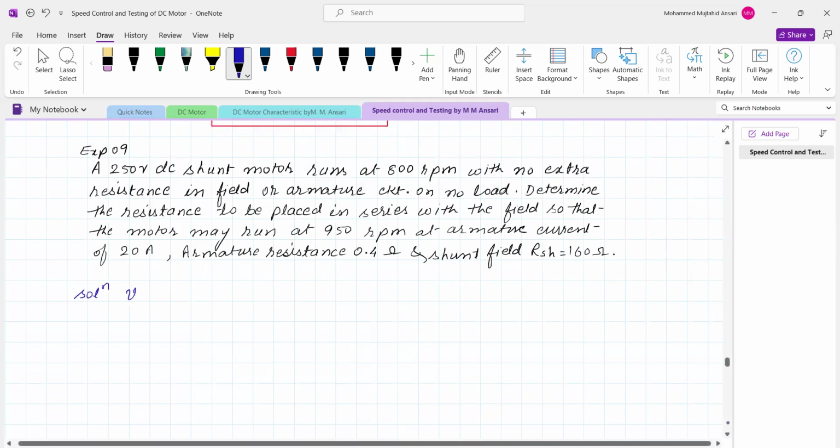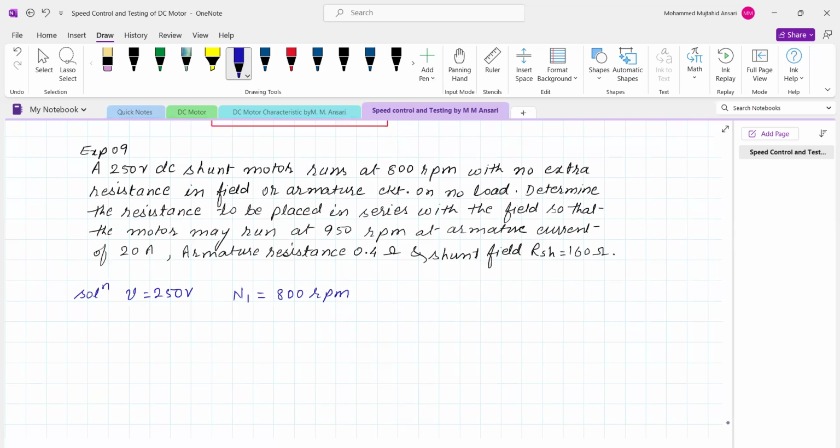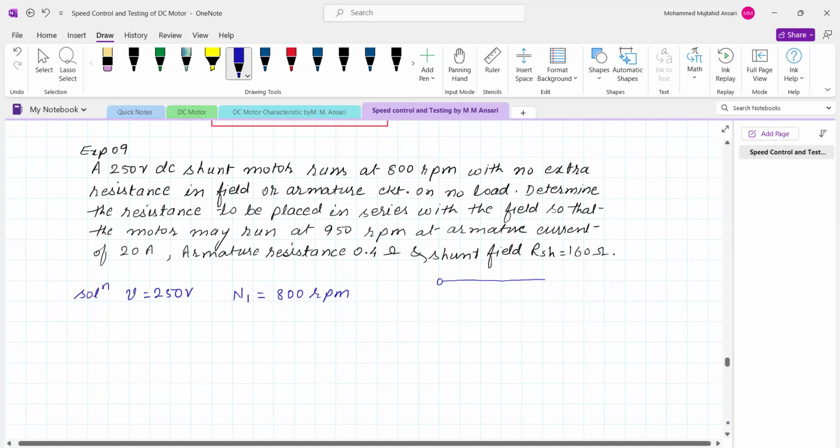So here the voltage is 250 volt, whereas the speed in the first case is 800 rpm, with no external resistance at no load condition. Determine the resistance to be placed in series with the field. It means it is a field control method, where we have to put some resistance in series with the field winding.